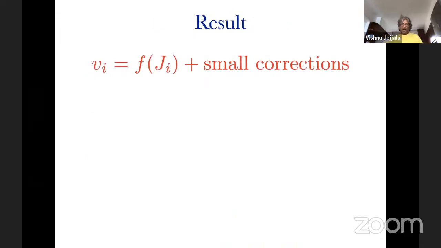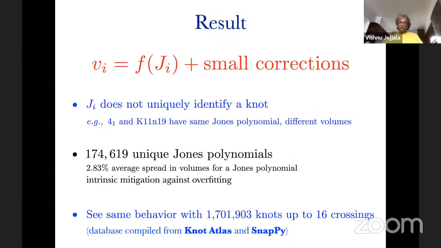So we find essentially the volume is some function of the Jones polynomial plus small corrections. Why are there small corrections? Well, it turns out the Jones polynomial does not uniquely identify a knot. For example, you have two different knots that have the same Jones polynomial and have different volumes for the knot complements. When this happens, there's about a 3% spread in the volumes of the Jones polynomial.